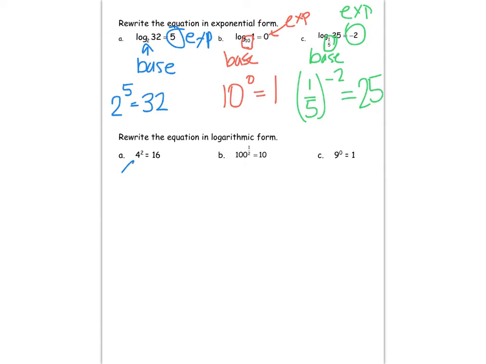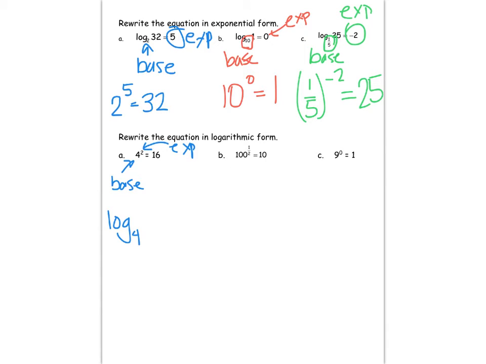The base is your 4. Your exponent is your 2. This is usually tougher for people to do at first. So you have to remember to write the word log. The base goes on the bottom, down by the tail of the G. It's a subscript, so you want to put it under your line of writing.